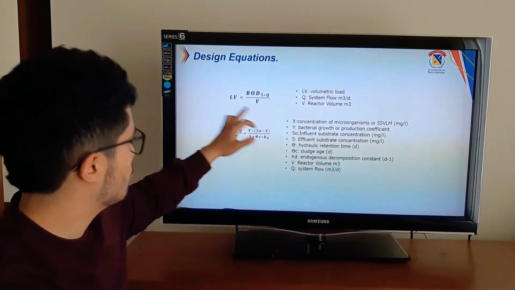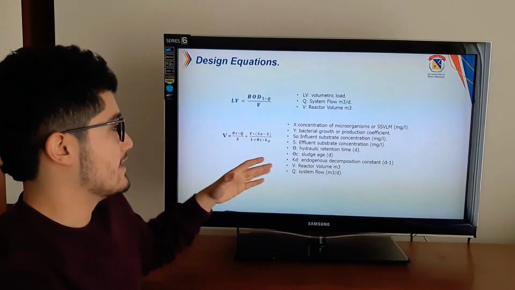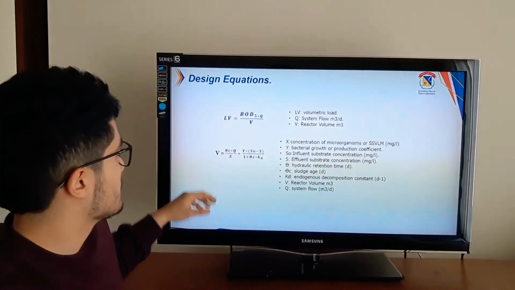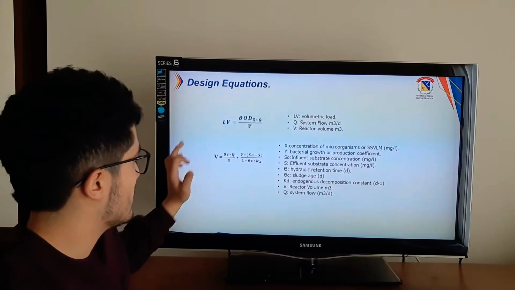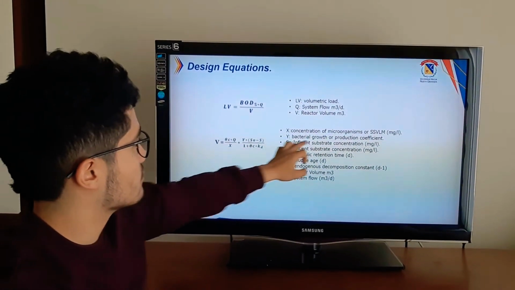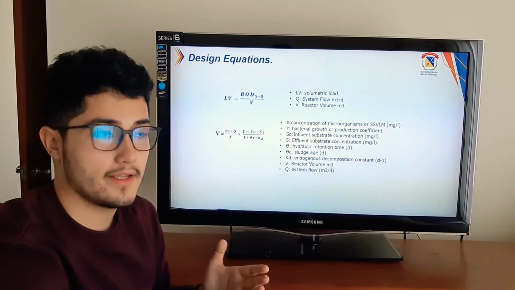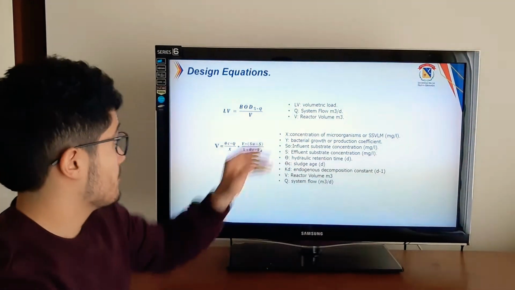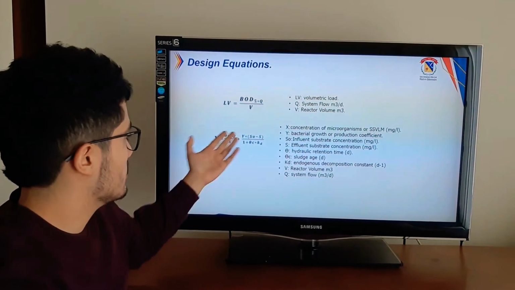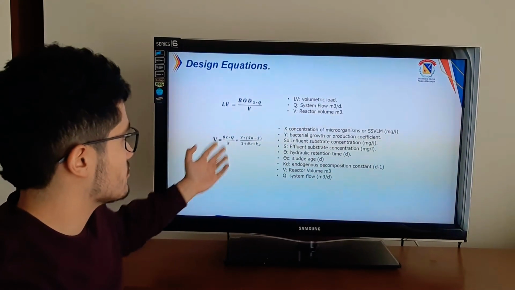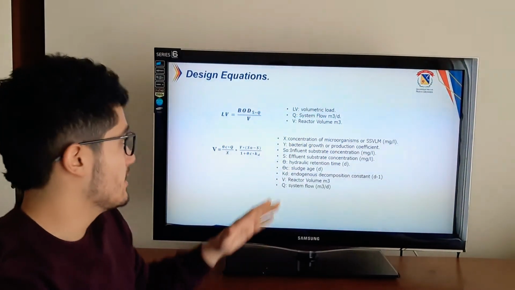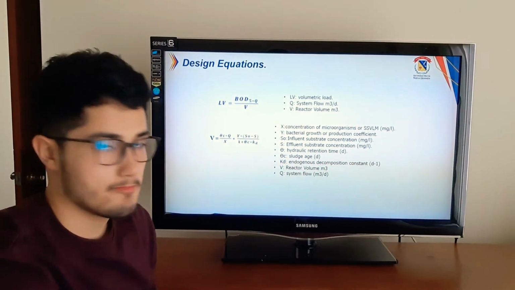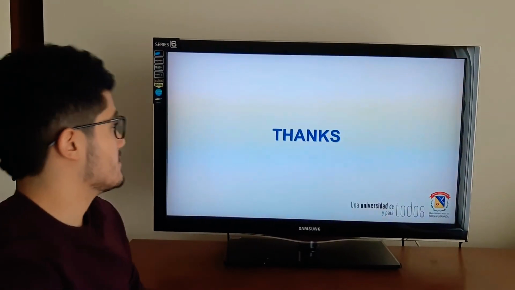And for the reactor volume, we're going to use this equation, where we are going to use the parameters previously explained and calculated. So, for example, here we have the sludge age, here we have the flow, here we have the concentration of microorganisms, that is another parameter that we are going to assume, like the sludge age. Here we have the hydraulic retention time, the influent substrate concentration, and the bacterial growth production coefficient, and in this way we calculate the reactor volume for the design. So this is all. Thank you very much.